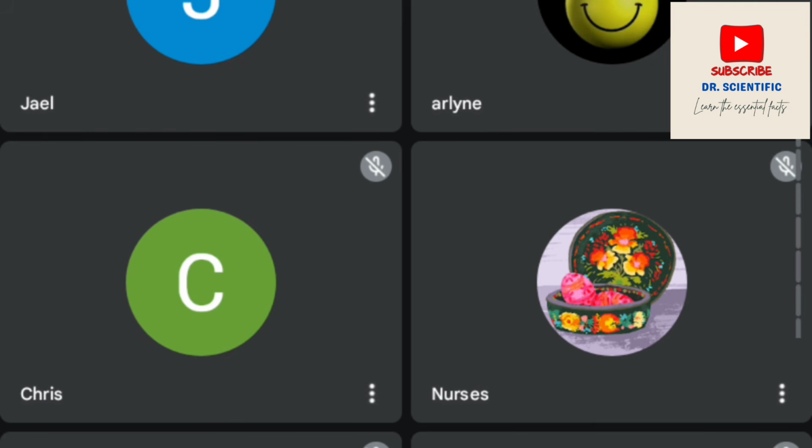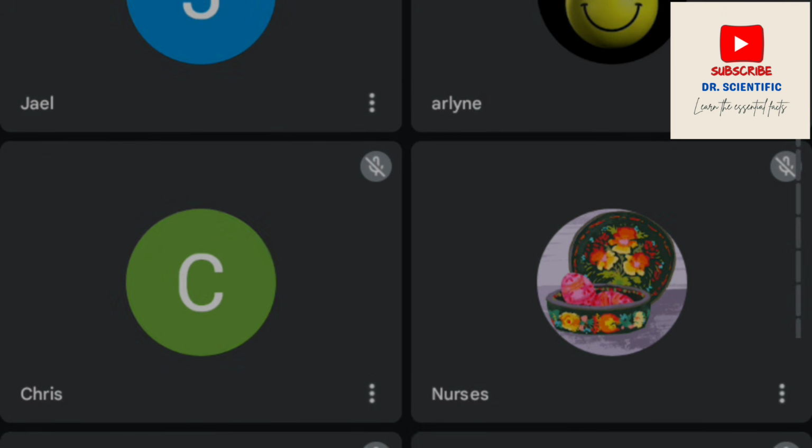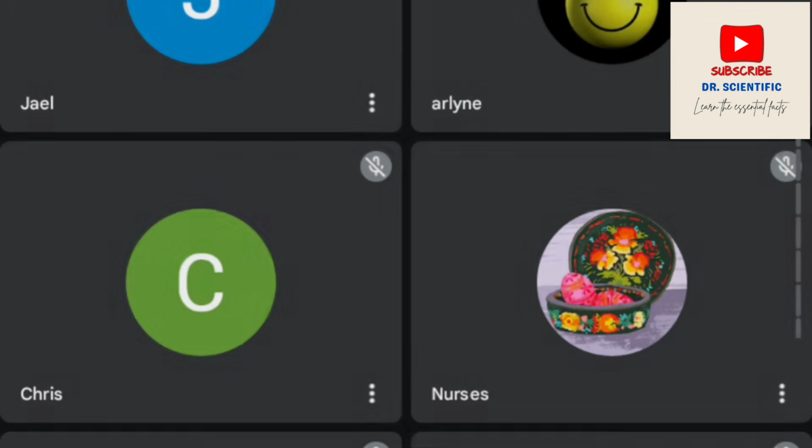What is the difference between shock and stroke? Who can differentiate for us shock and stroke? I believe we mentioned stroke yesterday.